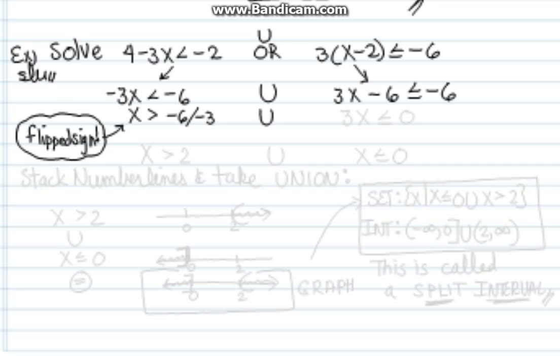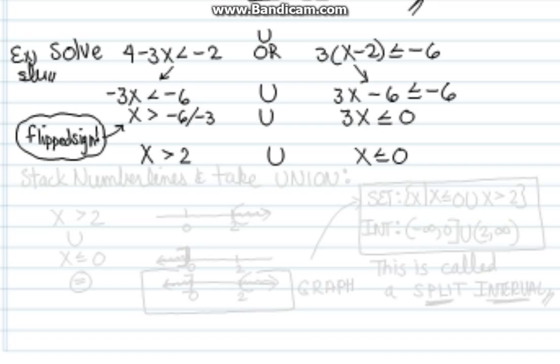Over on the right, union this together with isolating the x term. We're going to add 6 to both sides. 3x is less than or equal to 0. Okay, so bring down the simplified left side. We have x greater than positive 2, because a negative 6 divided by a negative 3 is positive 2. Union that together with x is less than or equal to 0, because when you divide both sides by the coefficient 3, you get 0 on the right.